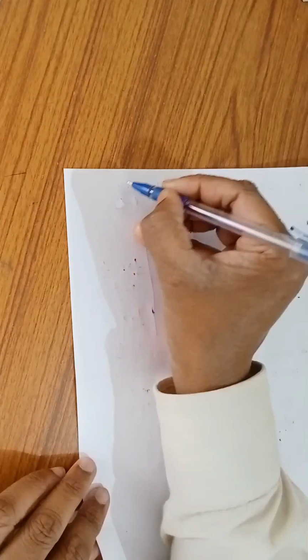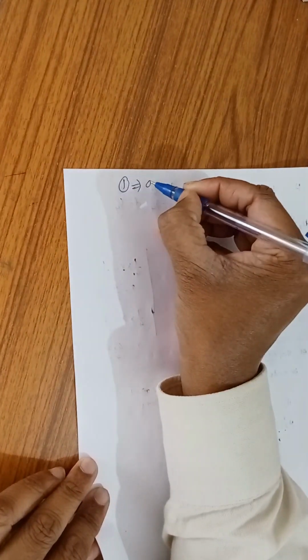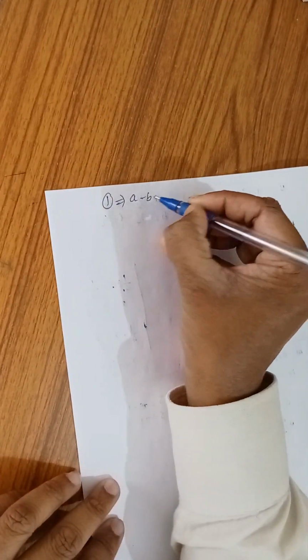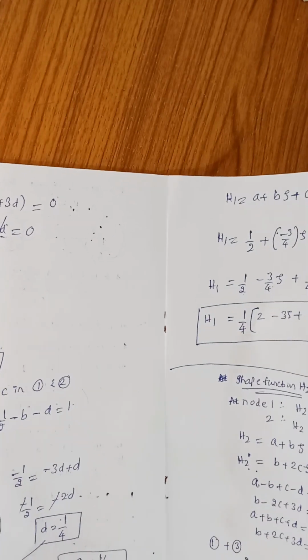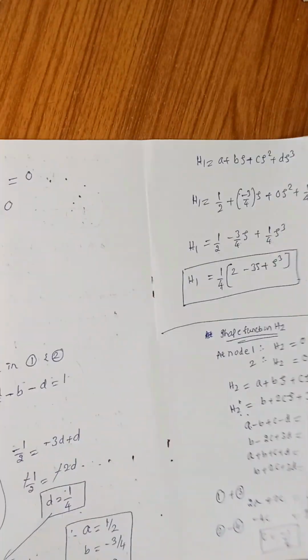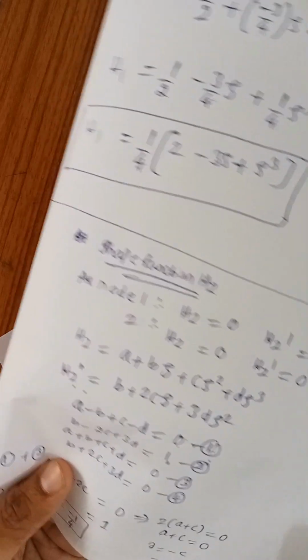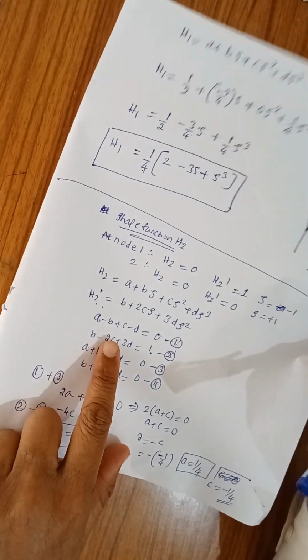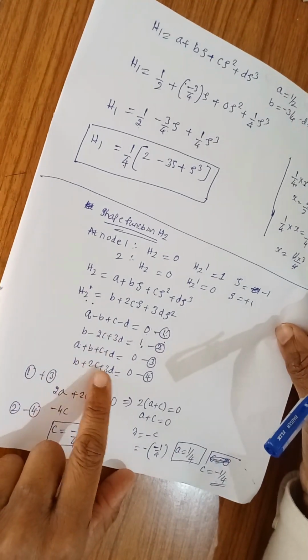Equation 1 implies, in equation 1, it is a minus b plus c minus d equal to 0. It's clear here, directly you can just see a minus b plus c minus d. So a minus b plus c minus d is 0 and a plus b and b minus 2c plus 3d.